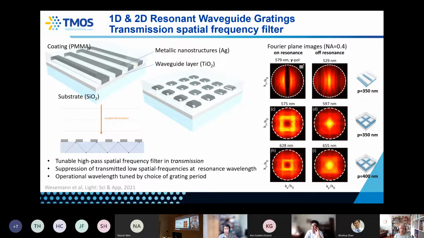For the different structures that were fabricated, one could see that at characteristic resonant wavelengths, we end up with a transfer function where low spatial frequencies, so those around normal incidence, are strongly suppressed. But as the angle of incidence is changed, as the spatial frequency is changed, the transmission through the device increases. If you go off resonance, the transfer functions look quite different.